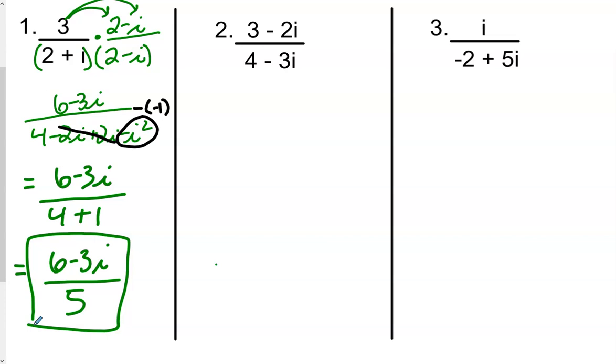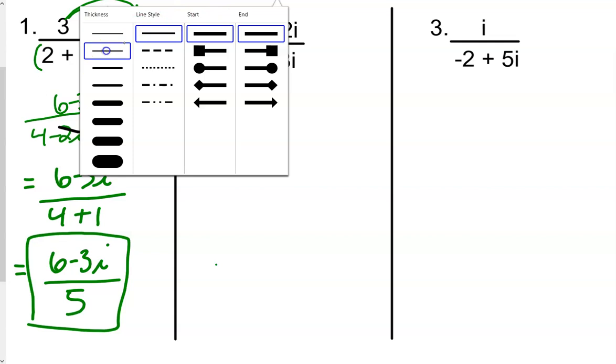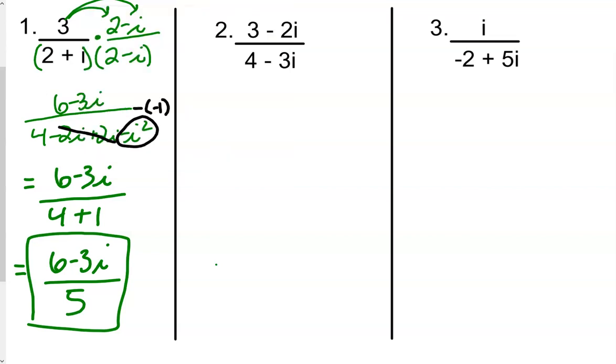All right, let's try number 2. We have 3 minus 2i divided by 4 minus 3i. So we need to rationalize our denominator. Using my complex conjugate, our real number is 4, that stays. Our imaginary will now be positive 3i, and I have to do it to both pieces. So this one we're going to have to FOIL both pieces of my fraction. So we will have to FOIL my numerator, and we're going to have to FOIL our denominator.